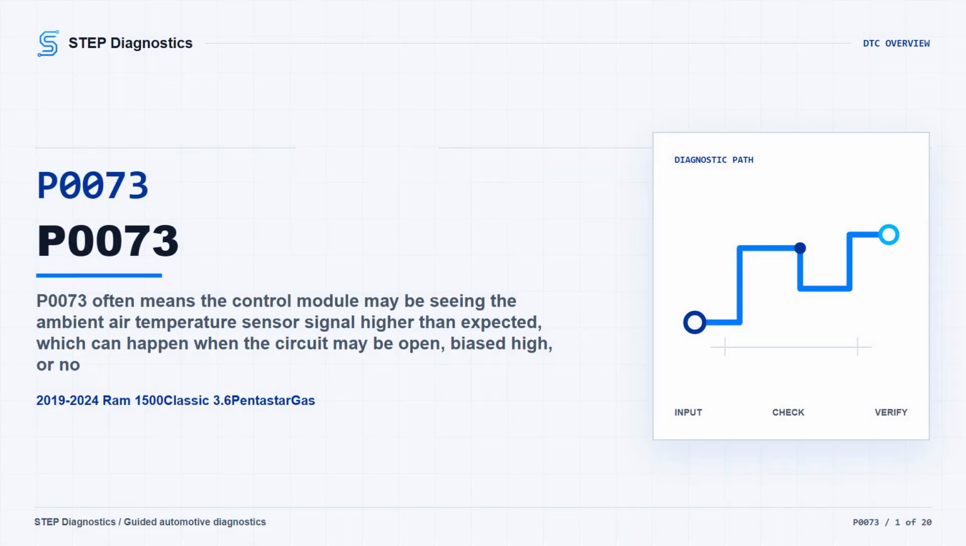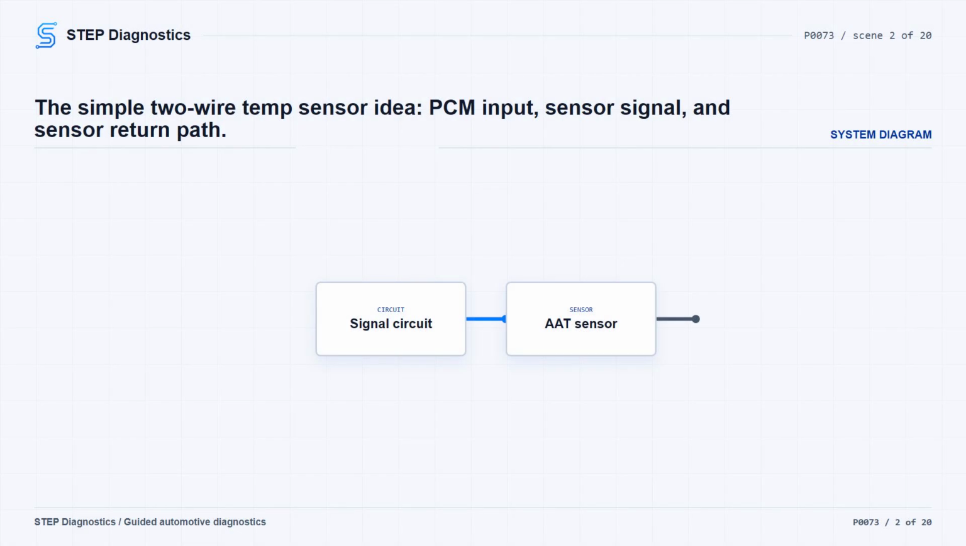On this RAM 1500 Classic with the 3.6 Pentastar, P0073 means the PCM is seeing the ambient air temperature sensor signal high. In plain terms, the outside air temperature input may look open or pulled high to the controller. The MIL may come on, the outside temperature reading may be wrong, and strategies that use outside temperature information may act differently. The broad areas to keep in mind are the sensor connector, the signal circuit, the sensor return or ground side, and the module input.